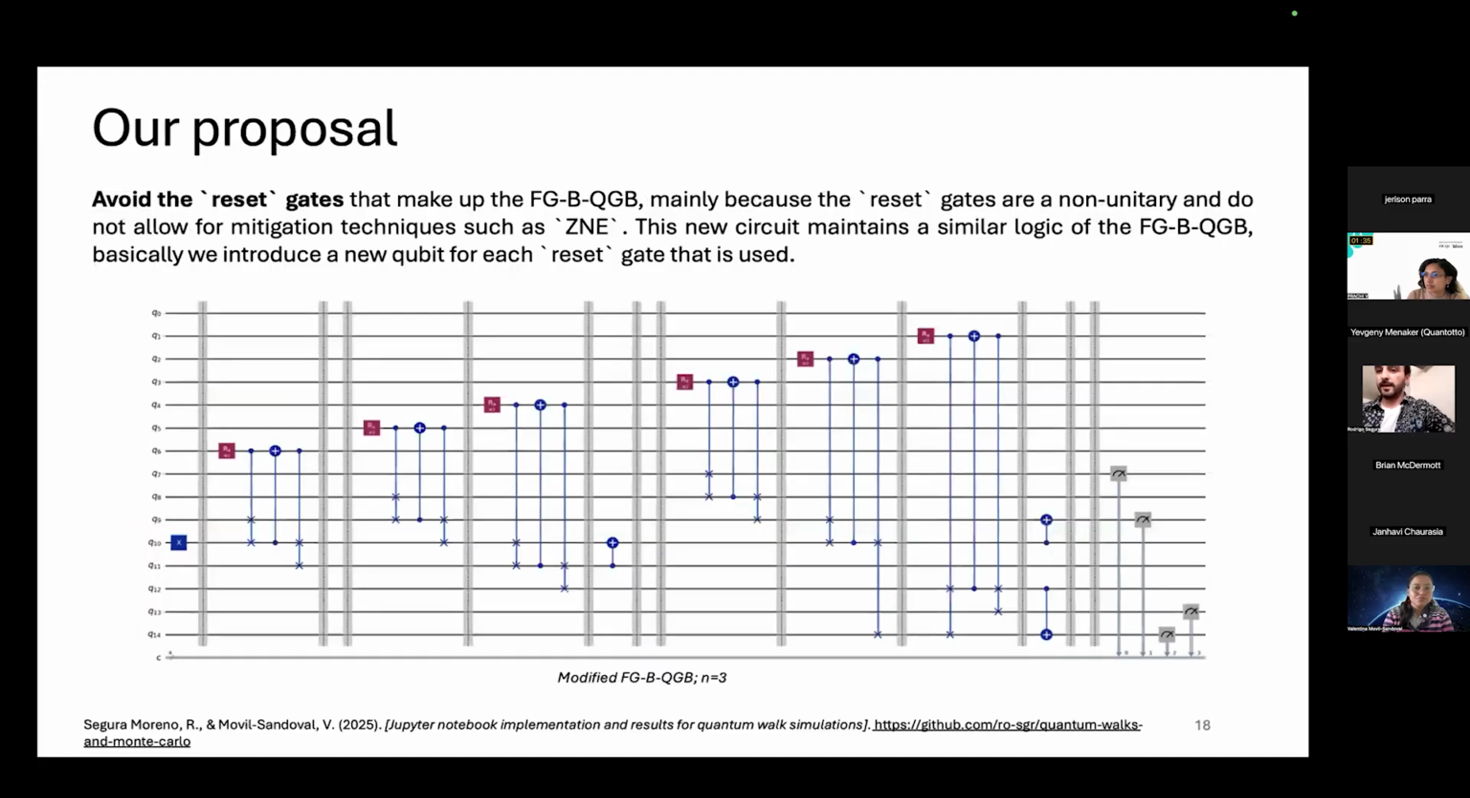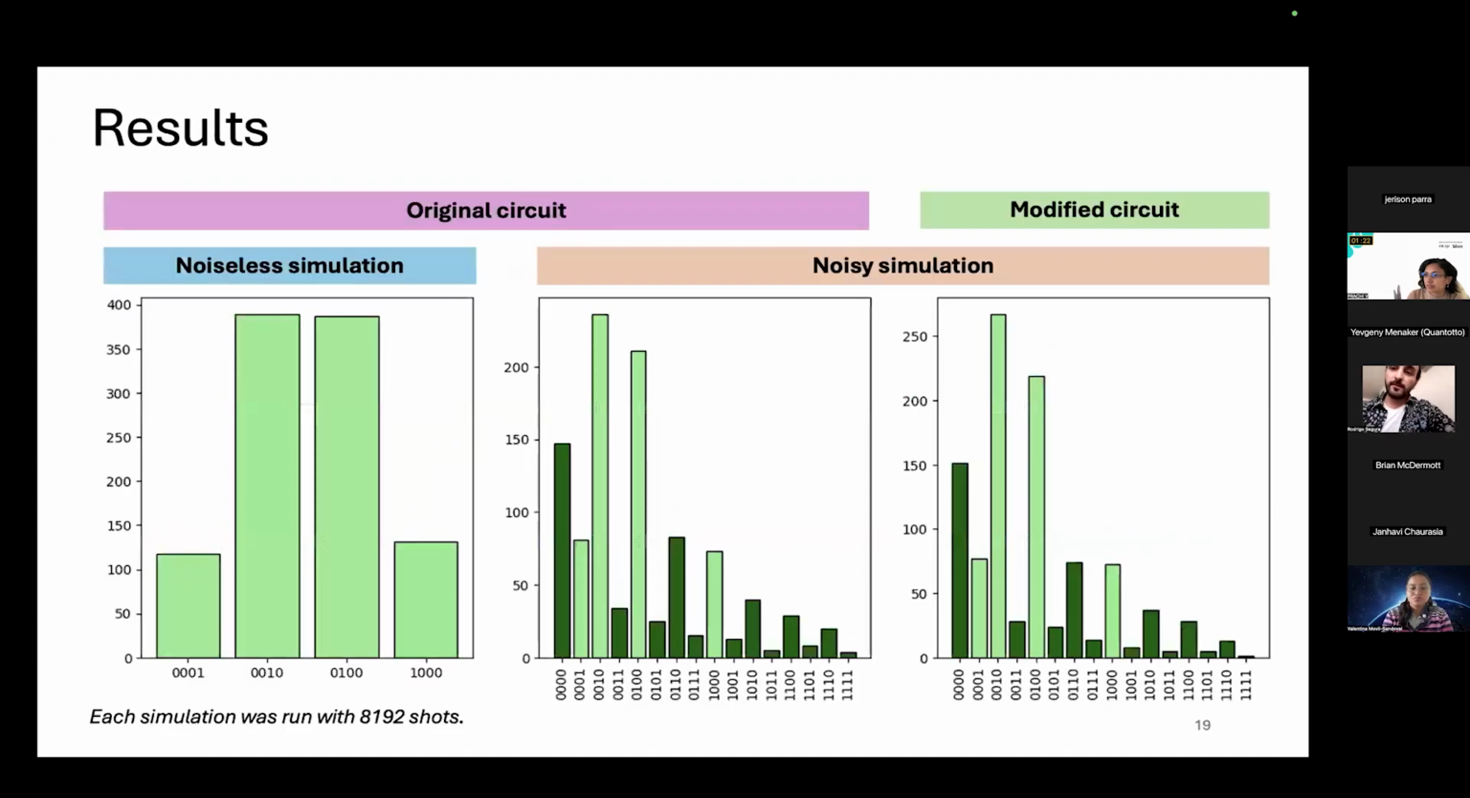Our approach was really simple: just remove the reset gates which make up the circuit, because these are non-unitary operations and they're really destructive, and add new qubits. So we are swapping basically and adding more qubits. What we got from modifying this circuit, just for a 3 level, is an improvement in certain states and a reduction in other states, even though we're using more qubits.